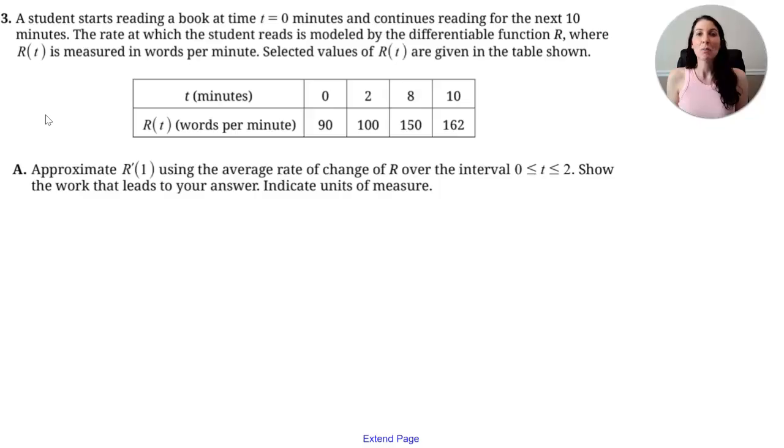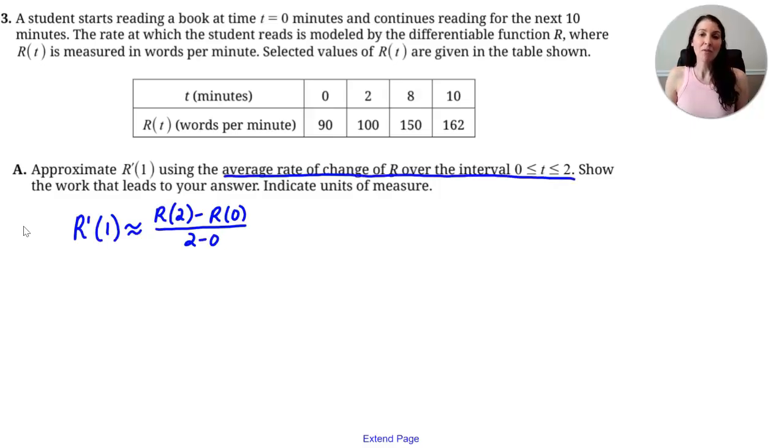Part A asks us to approximate r prime of 1 using the average rate of change of r over the interval from 0 to 2. And we need to show the work that leads to this answer. And it does say to indicate units of measure. That means one of the points earned for this part is to include the correct units.